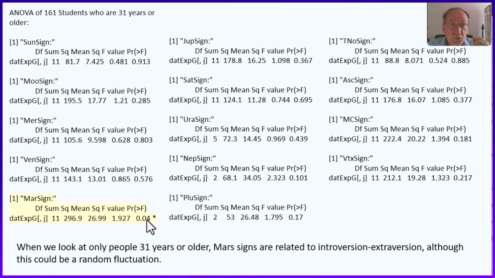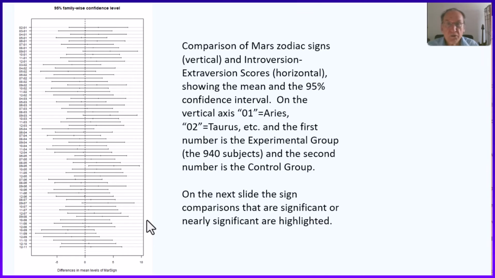But the next thing we like to do is, what sign is it? If it's Mars in Cancer or Taurus, making you extroverted, then if you're an astrologer, you think, well, that's just a random fluctuation. But what if it was Sagittarius? That would be the most extroverted sign. Then you would think, whoa, maybe Mars in Sagittarius does incline to extroversion. So let's see. I ran the Tukey HSD.